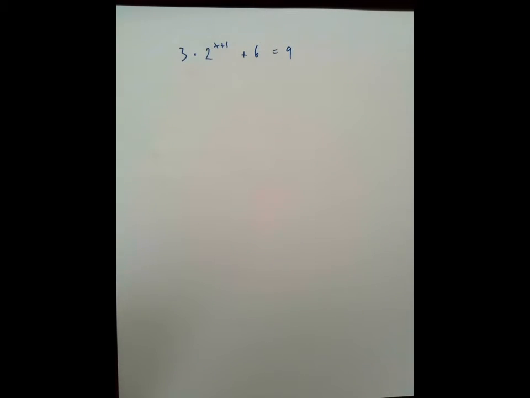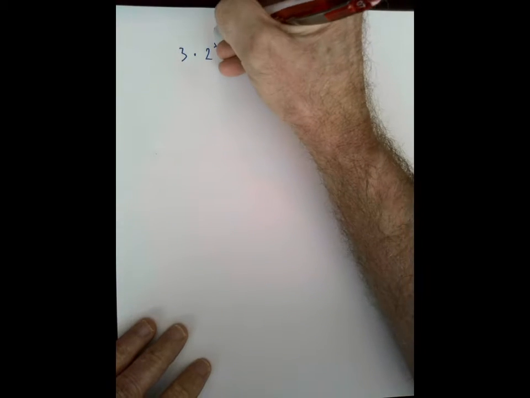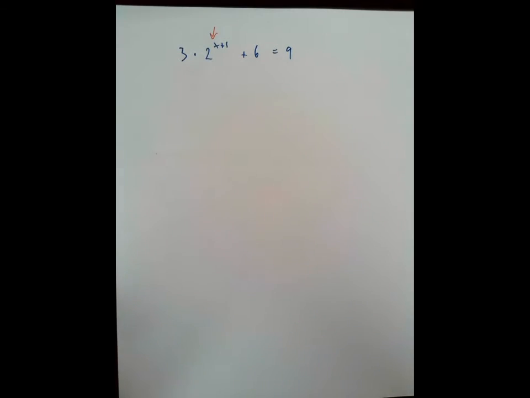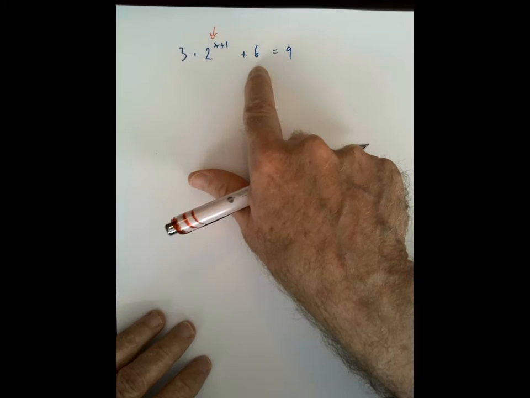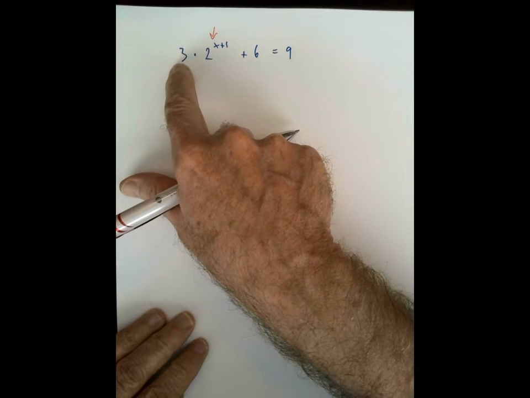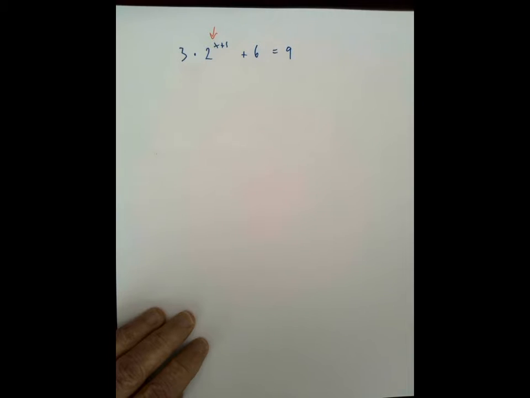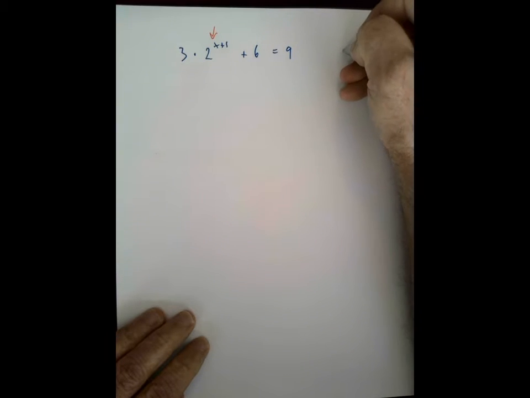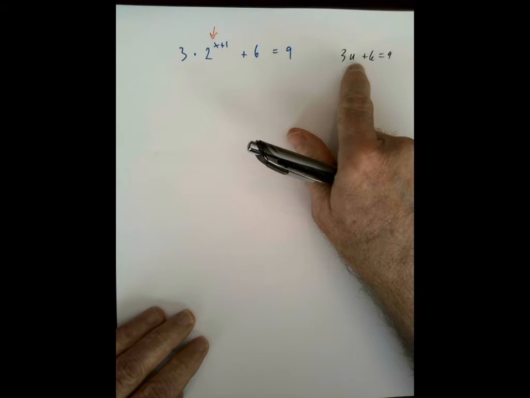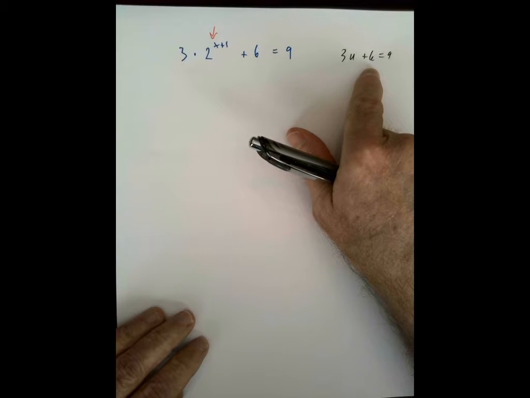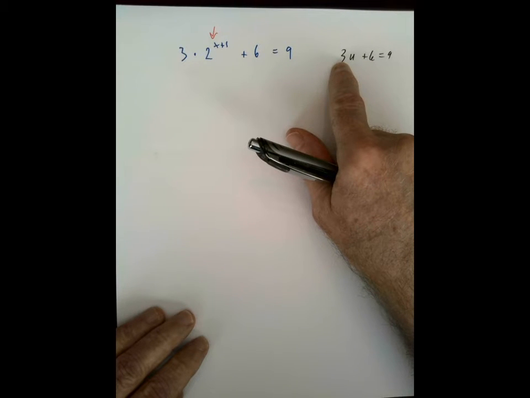So this one, what we want to get at is we want to isolate the exponential part before we logarithm. We just can't log both sides yet. We've got to clear the plus 6 out, and we've got to clear the multiplication by 3 out, right? So what we're looking at in effect might look something like this: 3 times u plus 6 is equal to 9. We're isolating the u part. First we're going to subtract the 6, then we're going to divide by 3.